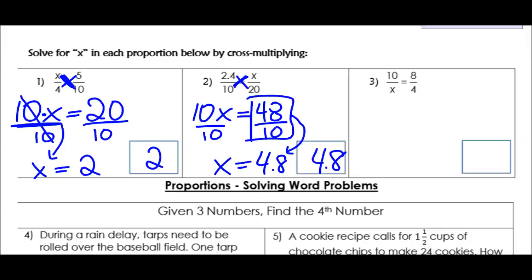Same kind of thing on the next one. 8 times x, we're going across that equal sign. 8 times x is 8x. 10 times 4 is 40. And then we divide by 8 on both sides. X equals 5.